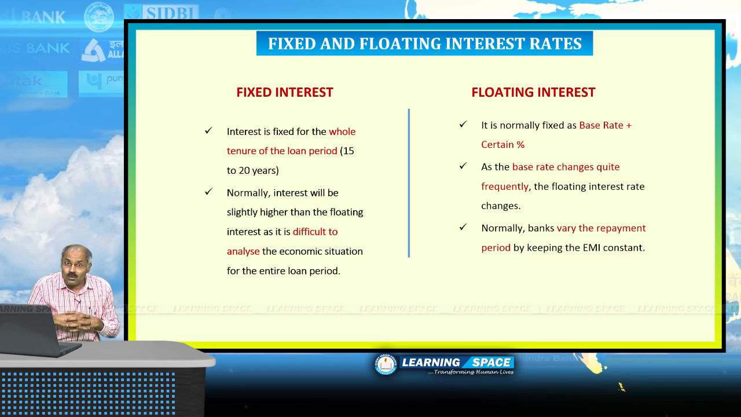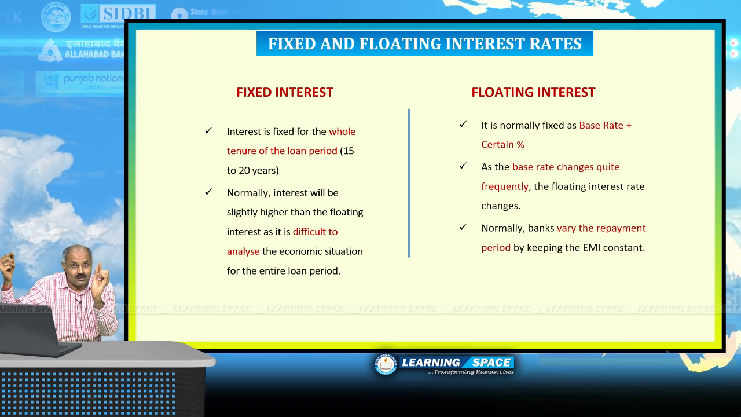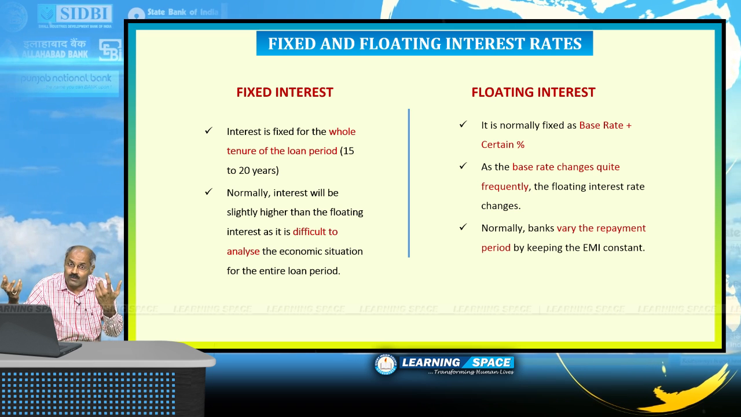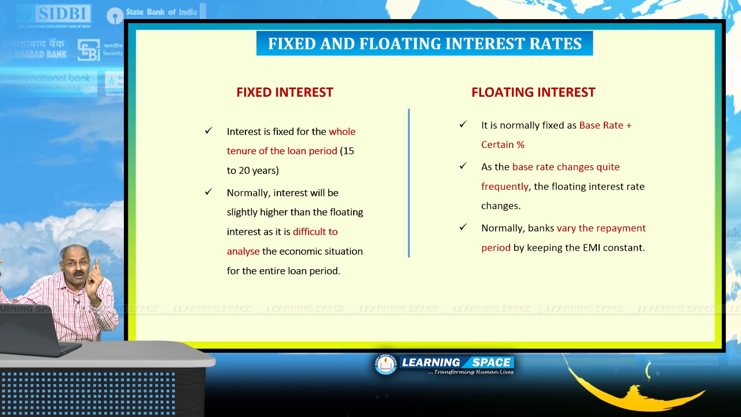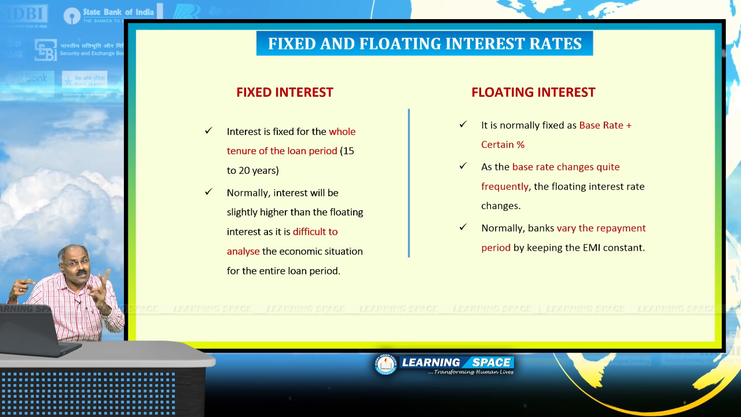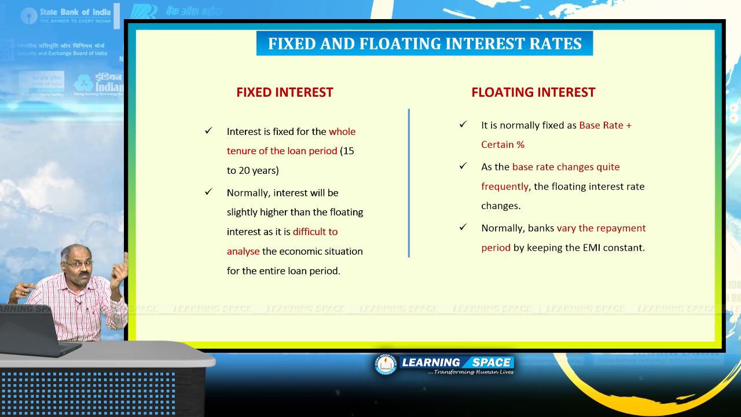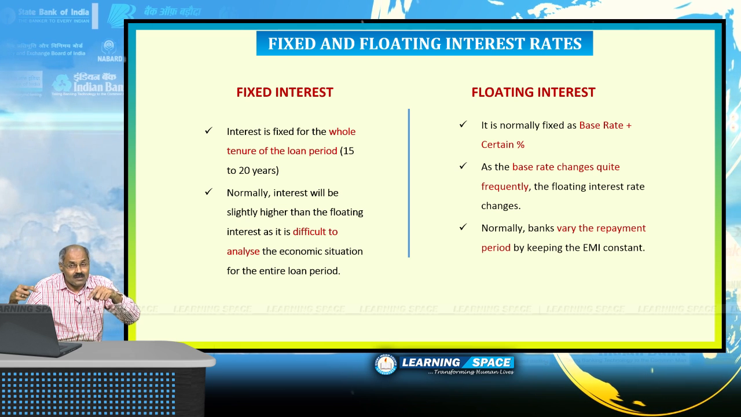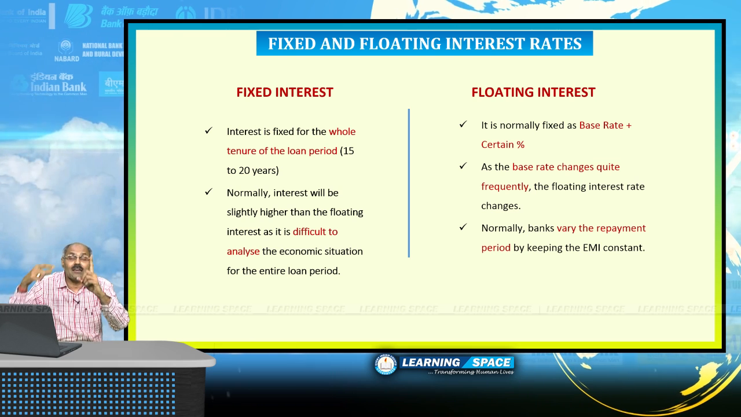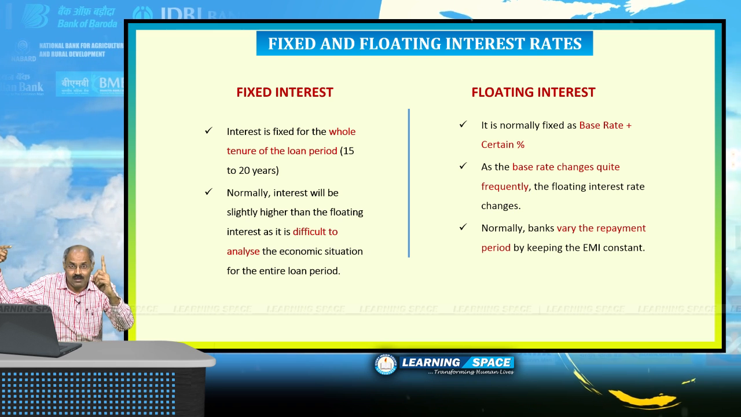You are taking a house loan for a 20 year time period. When you take a house loan, they will give you 10 years, 15 years, 20 years. Suppose let us assume you have taken a house loan for 20 years, and during this period you have two options. Either to go for fixed interest rate or to go for floating interest rate. Fixed interest rate means the interest which will be decided at the time of granting the loan, that will be constant throughout the loan period. There will not be any variation.